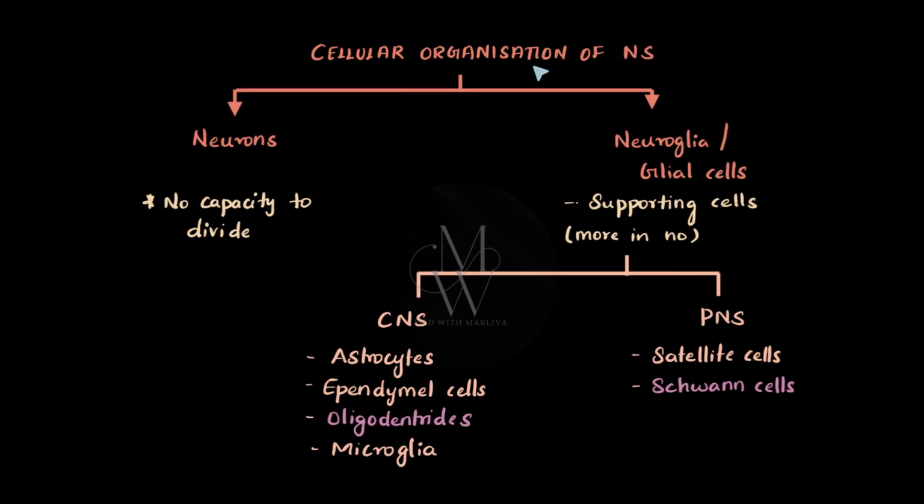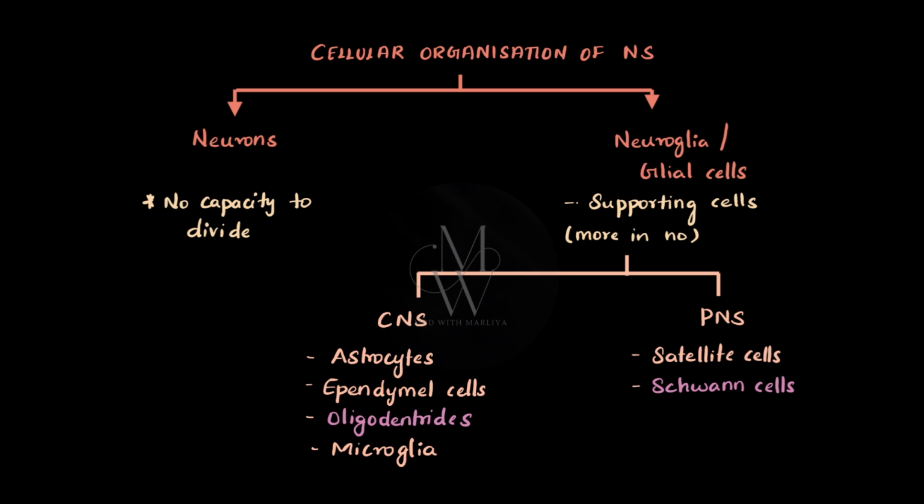Now let's see the cellular organization of the nervous system. In the nervous system, we have neurons and neuroglial cells. Neurons have no capacity to divide, and neuroglial cells are supporting cells which are more in number, nearly half of the weight of the brain.